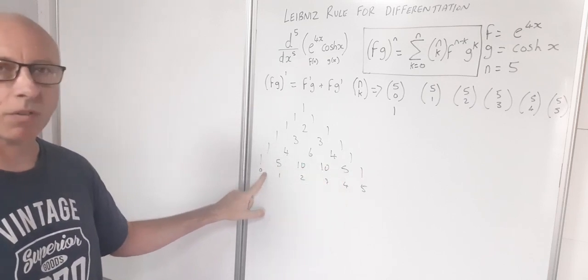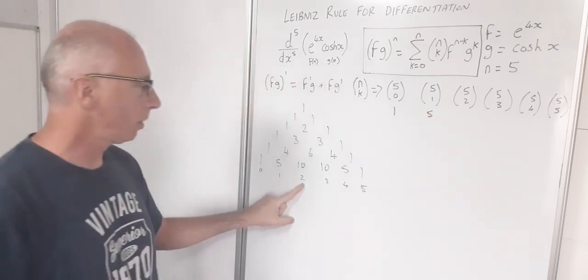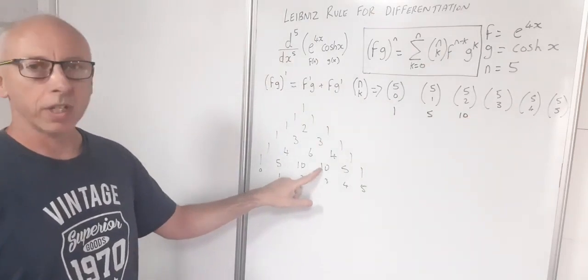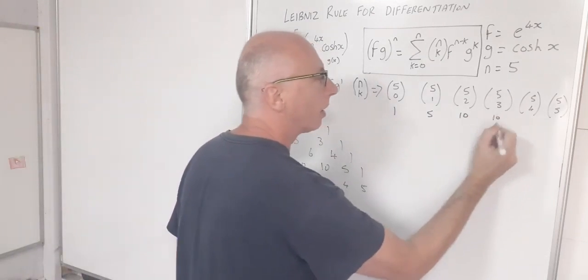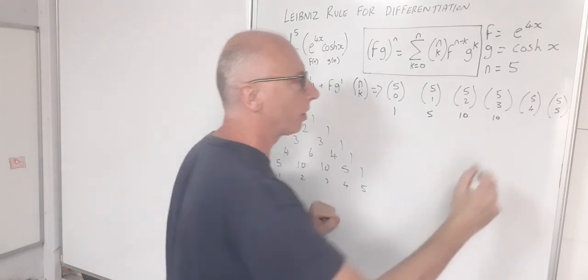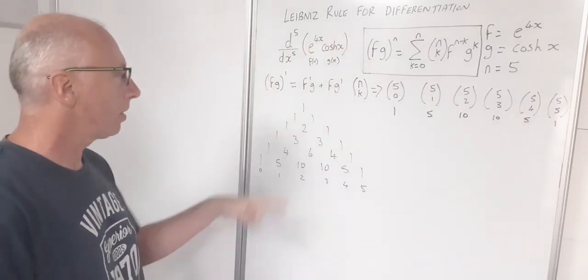So 5 choose 0, I've got the 1. 5 choose 1, I've got 5. 5 choose 2 is 10. 5 choose 3 is also 10. 5 choose 4 is 5. And 5 choose 5 is 1. So that's the result of my binomial coefficients. So let's take this off the board.